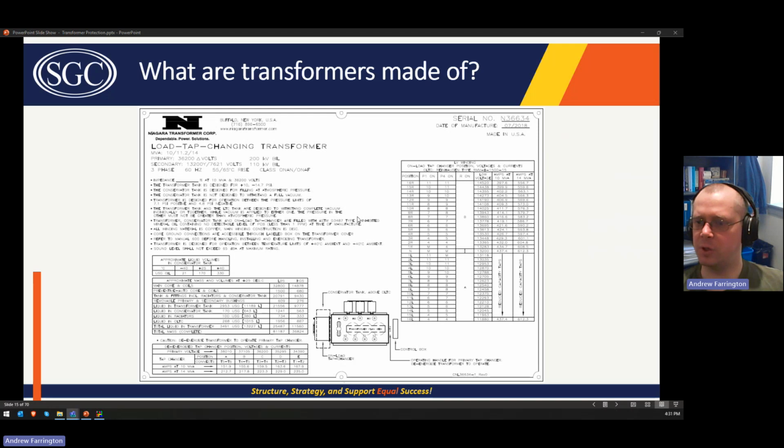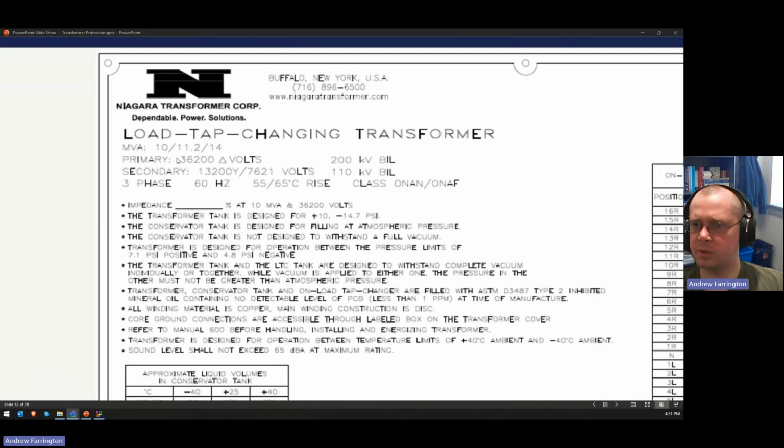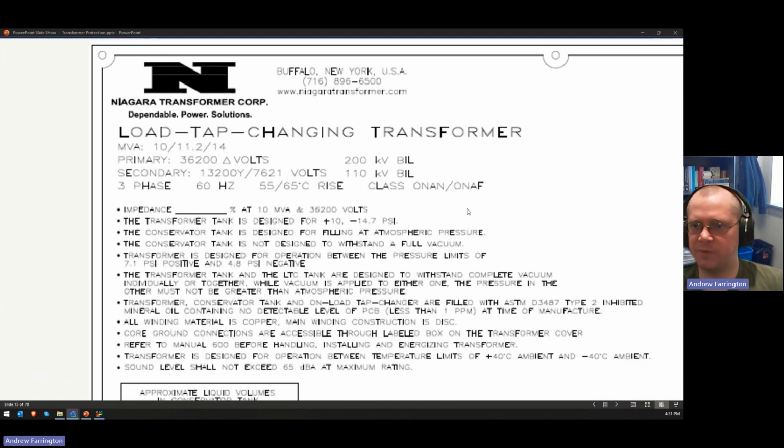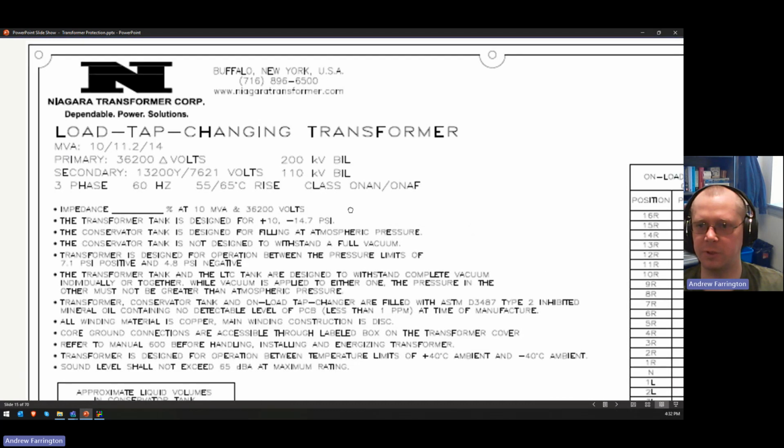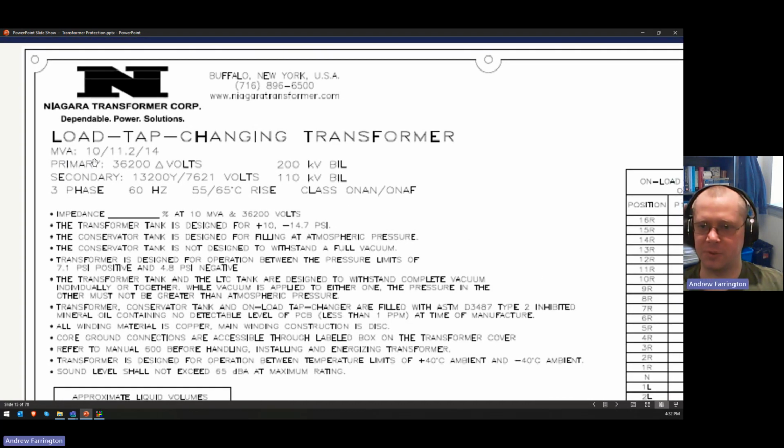This is an example of a transformer nameplate. And to just re-emphasize all the stuff we just talked about, this transformer has an MVA rating of 10/11.2/14 MVA. So 10 is the base MVA rating. That's the ONAN rating, which is oil normal, air normal, or normal or natural. I guess it doesn't matter. The result is the same, right?